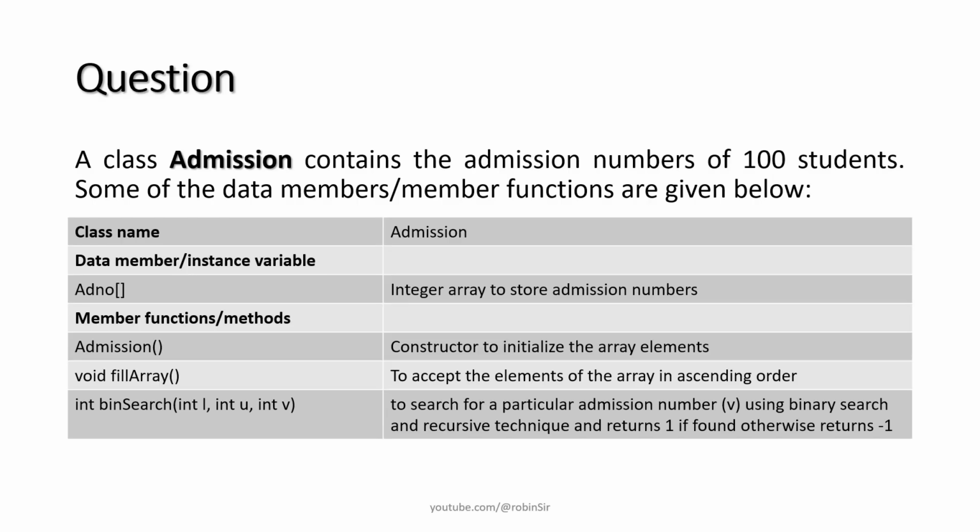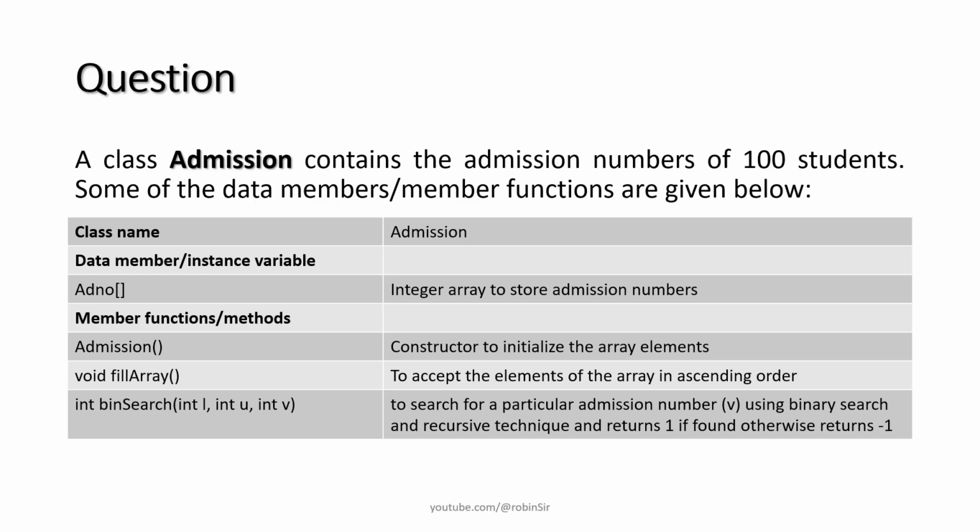According to the question, we have to create a class admission that contains the admission number of 100 students. And the data members and the member functions are given below for this class. As you can see, we have a variable admission number, which is actually an array to store the admission numbers as integer values. We have a constructor to initialize the array elements.